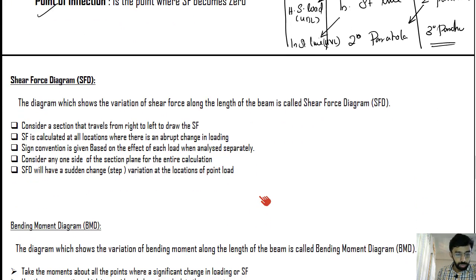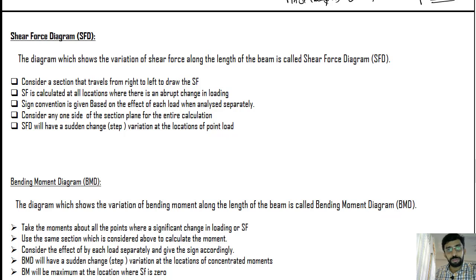So what all things should be kept in your mind before you start drawing a shear force diagram as well as the bending moment diagram? See, the shear force diagram shows the variation of shear force along the length of the beam. That is the first thing that you have to understand. That means you have to find the shear force at every section. Now the question is, which points do we have to consider? The answer is, you have to consider every location where there is an abrupt change in the loading. So when you travel from point 1 to point 2, wherever there is an abrupt change in the loading, you have to consider that particular point for calculation.